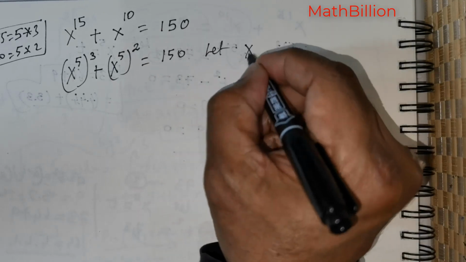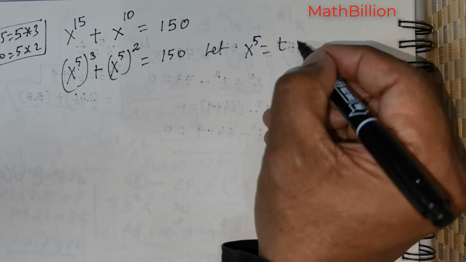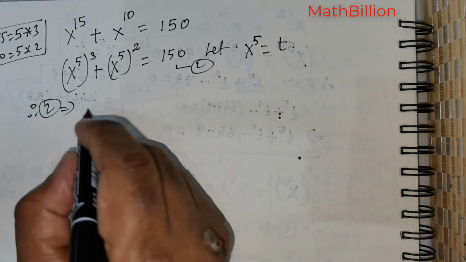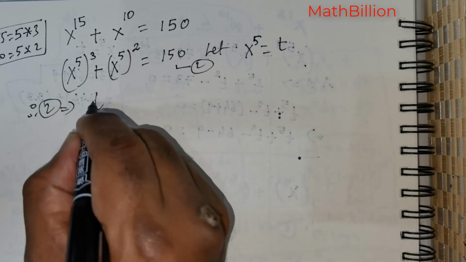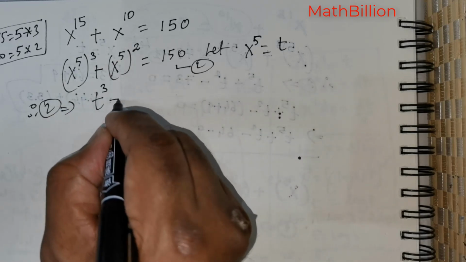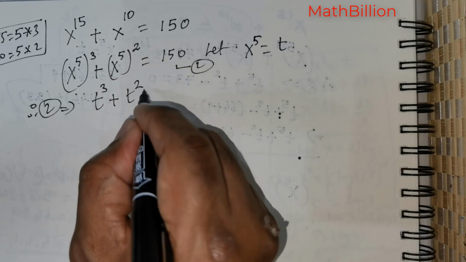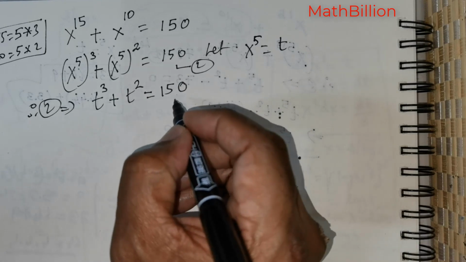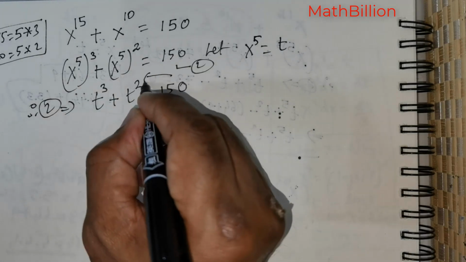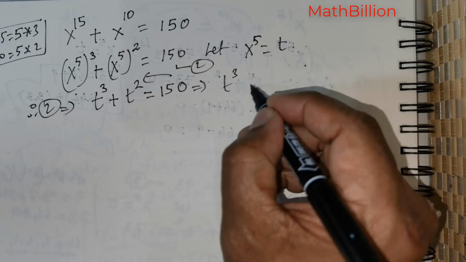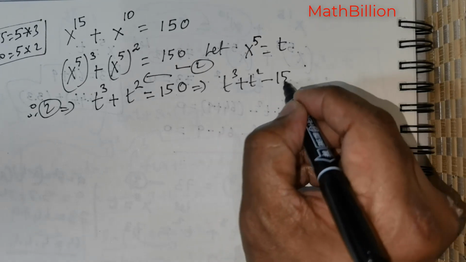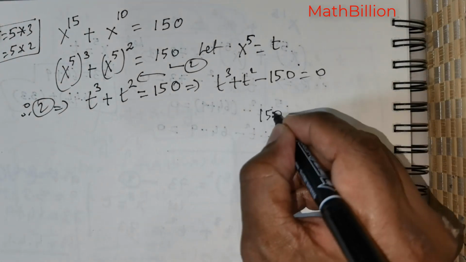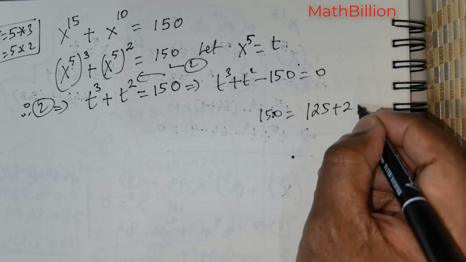So now let me take x^5 to be equal to some t. In place of x^5, substitute t. This has got a cube there, place t, this has got a square there, place t, and that is equated to 150. Now move 150 to the left. So I've got t^3 + t^2 - 150 = 0. Now 150 can be rewritten as 125 + 25, right?